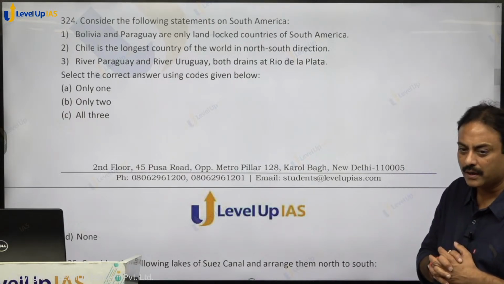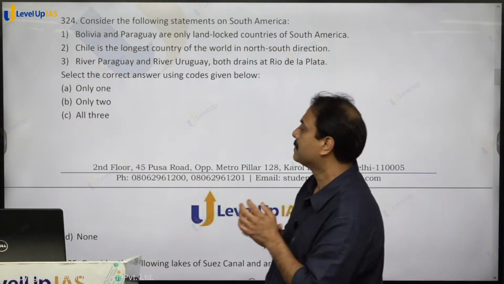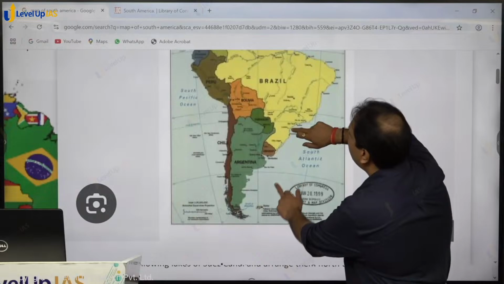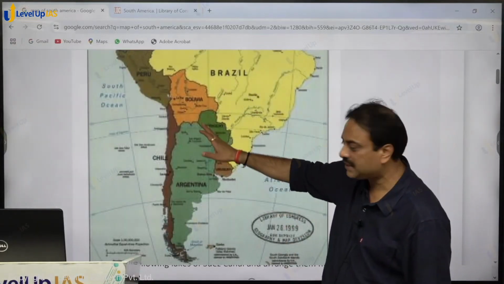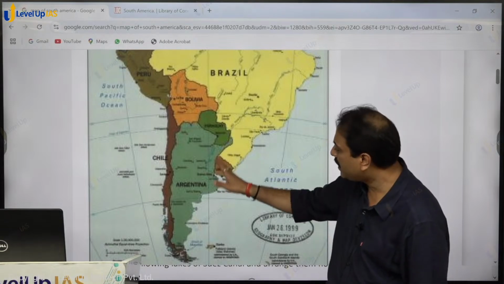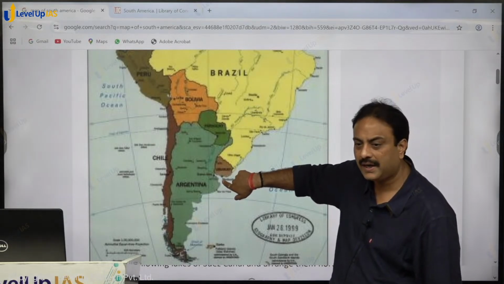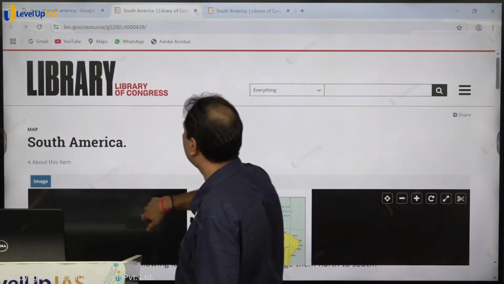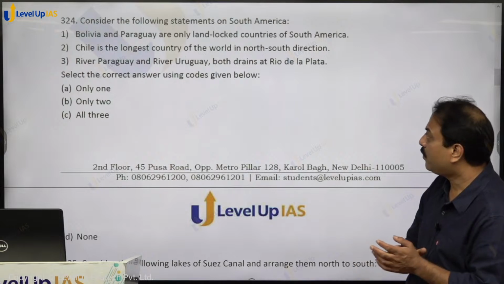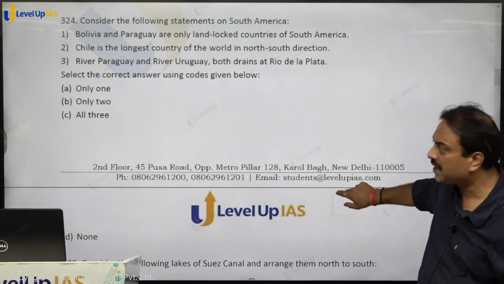River Paraguay and river Uruguay both drain at Rio de la Plata. Focus over here. River Paraguay flows through this region. Uruguay comes in this manner. Uruguay makes the border of Uruguay and Argentina, and both the rivers drain at this water body over here. This is Rio de la Plata. So both the rivers drain in Rio de la Plata. So Bolivia and Paraguay landlocked country is correct. Chile correct. River Paraguay, Uruguay both are correct. So all three, option C, C for cat, shall be the right answer.